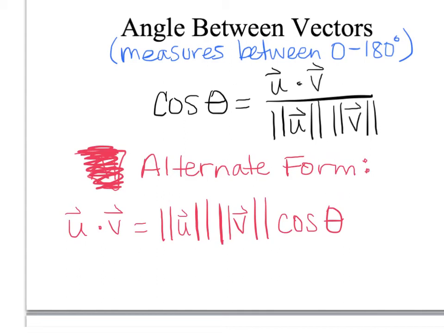If I take that same equation and I isolate the dot product of U and V, an alternate form is written down below. So instead of dividing by the magnitudes, I would say the magnitudes times the cosine of theta. It's the same formula, it's just written in two different forms.